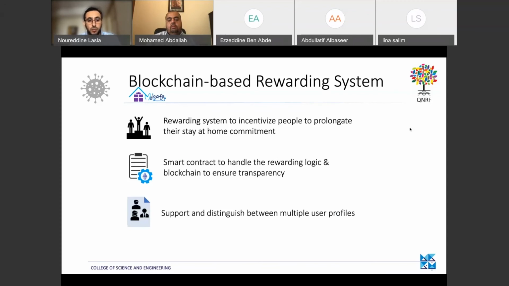The system also needs to support different kinds of user profiles. For example, we have users that need to go to work and other users that do not really need to go to work. So we have different profiles and different ways to rank them. And of course, we need to keep this rewarding system going as long as the pandemic is there, for example by periodically providing a reward, say every 14 days.